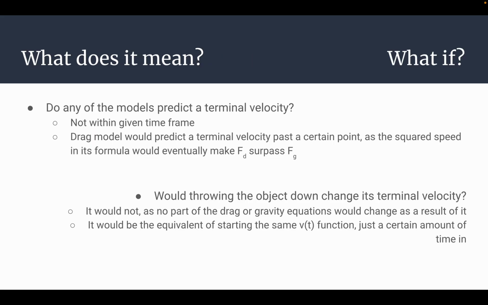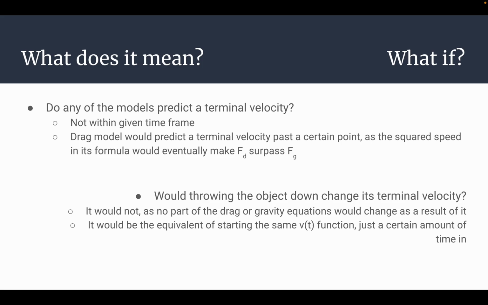So what does it mean? Do any of the models predict a terminal velocity? Not within the given time frame of the experiment, but the model including drag would predict a terminal velocity past a certain point, as the squared speed in its formula would eventually make the force of drag surpass the force of gravity.